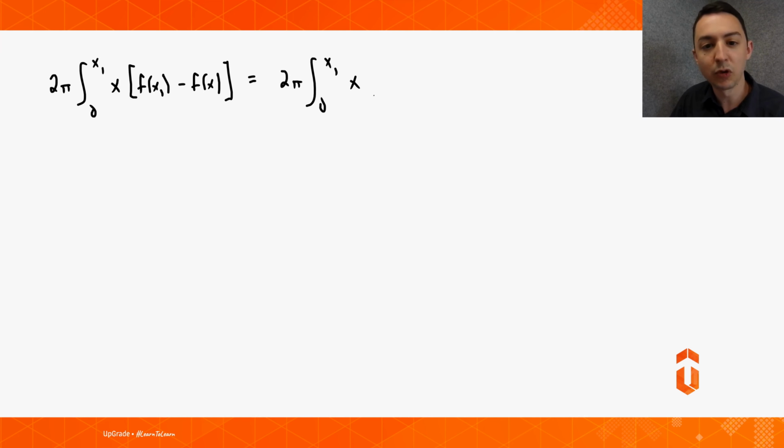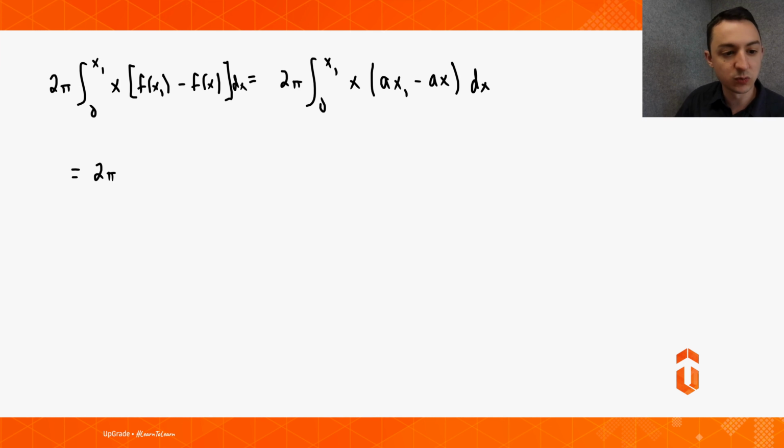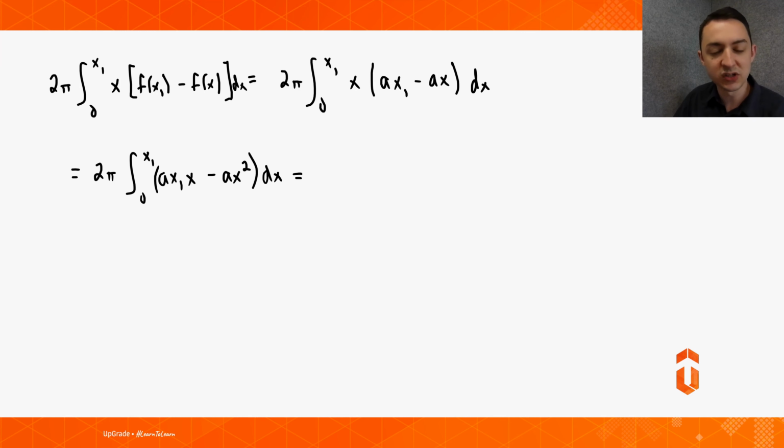We have an x multiplied by a evaluated at x1, which is just ax1, minus the function at x over here, and we will then distribute this x, okay? So we get 2 pi integral 0 to x1. We have ax1 times x minus ax squared dx. Put those in parentheses as well. That dx is applied to both of those terms, okay?